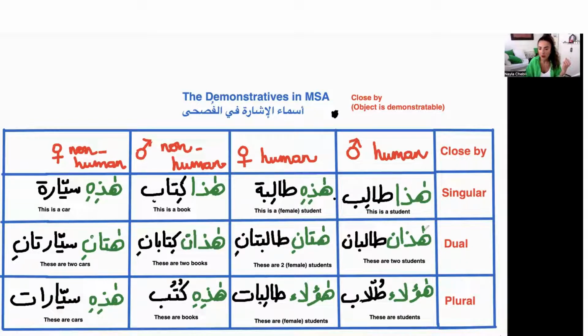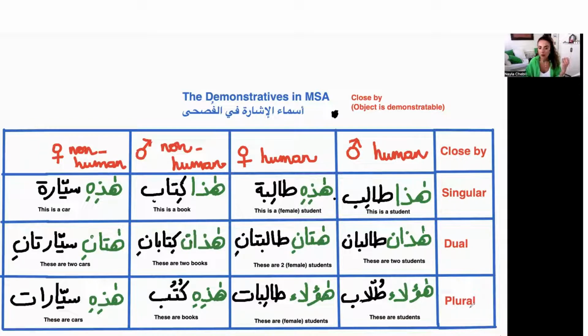For human, masculine, I used here هذان. For non-human masculine, I used هذان. For non-human feminine, I used هاتان. That was human feminine. For human feminine, I used هاتان. For non-human feminine, I used هاتان again.